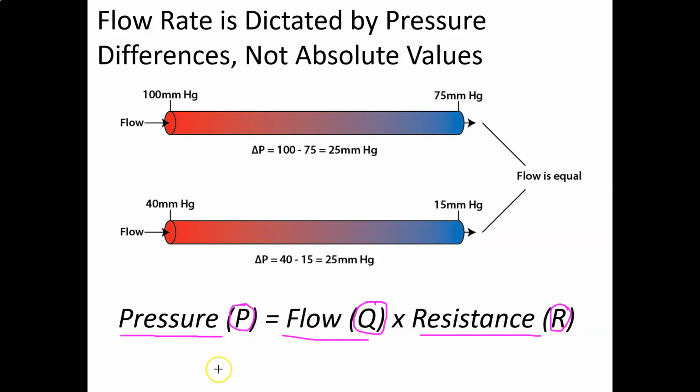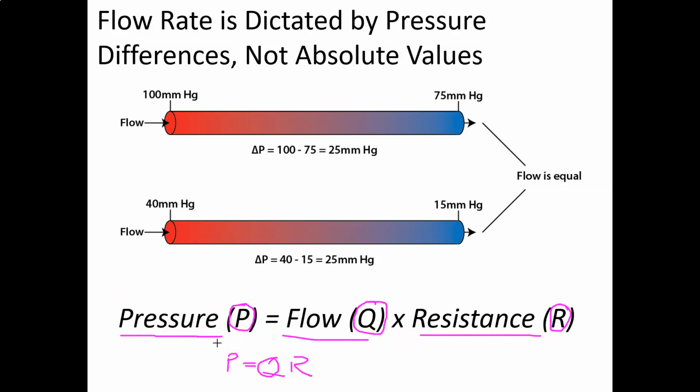So if you know the alphabet, then you just go P, Q, R, and you just put the equal sign after P. So pressure equals flow times resistance. That's a pretty easy way to remember that formula. And this is going to be very important. You should memorize this, put it in your head, and we'll see applications of this a couple times.